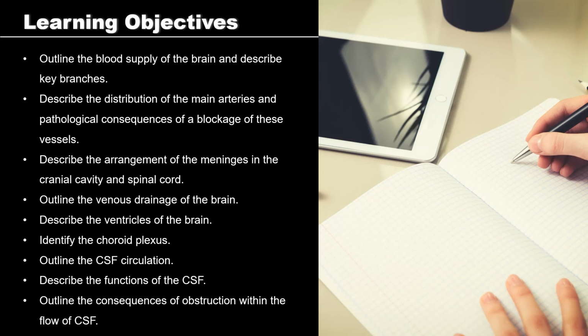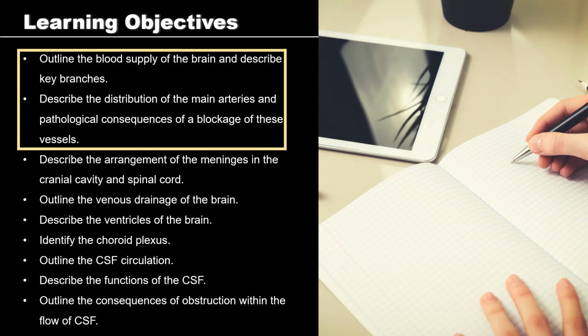You should be able to outline the venous drainage of the brain and describe the ventricles of the brain, including the choroid plexus, and outline the CSF circulation. You should also be able to describe the functions of the CSF and outline the consequences of an obstruction within the flow of the CSF. But for now, we will focus on the blood vessels.